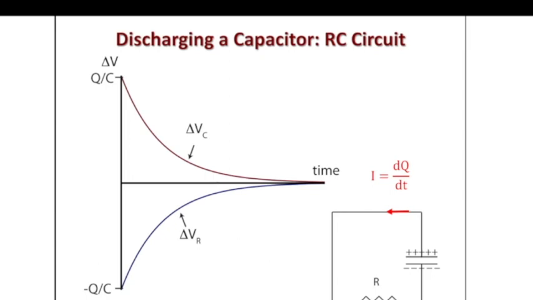So what this would look like if we plot the voltage over time, on the top we have the voltage of the capacitor. Well, it's really the same graph, but on the positive side, we have the voltage across the capacitor.